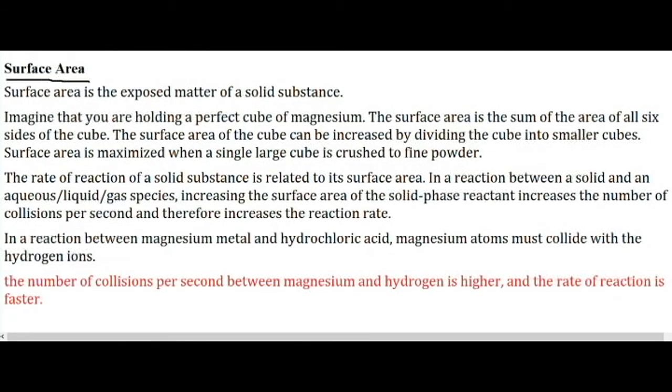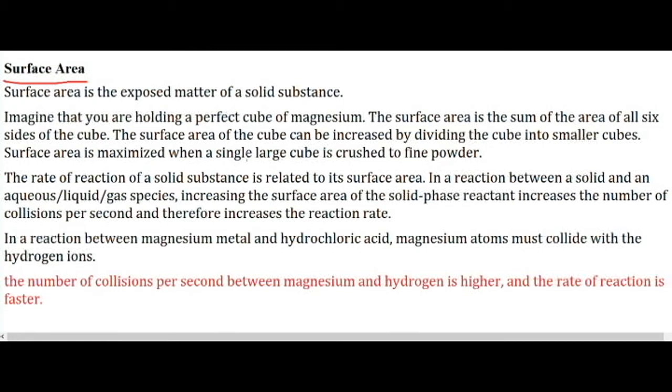In this slide I am going to discuss how surface area affects the rate, and I will discuss the factors separately. Surface area means the exposed area of a solid substance. Imagine a perfect cube of magnesium. The surface area is the sum of the areas of the 6 sides of the cube. The surface area can be increased by dividing the cube into smaller cubes. Surface area is maximized when the single large cube is crushed to fine powder.